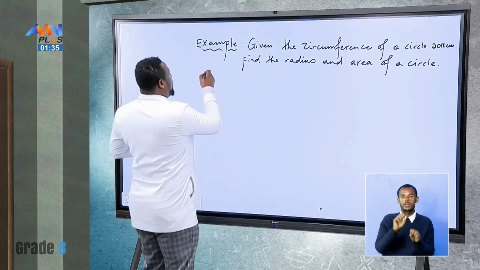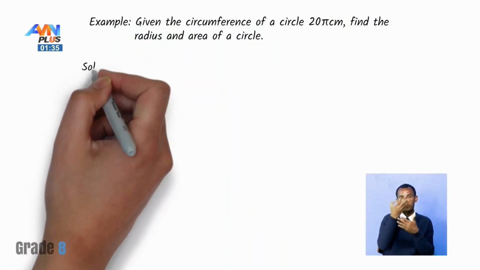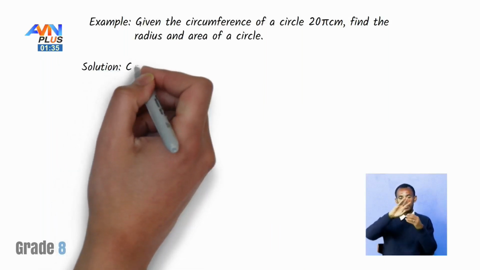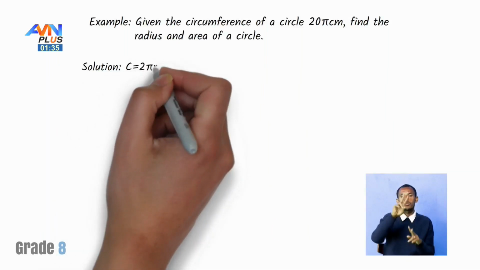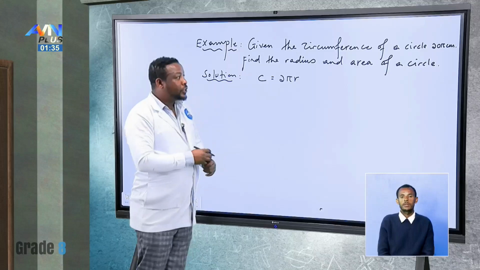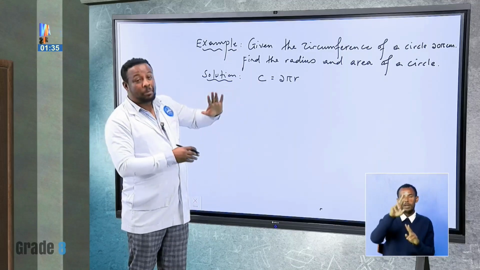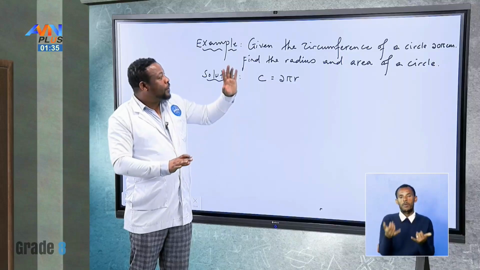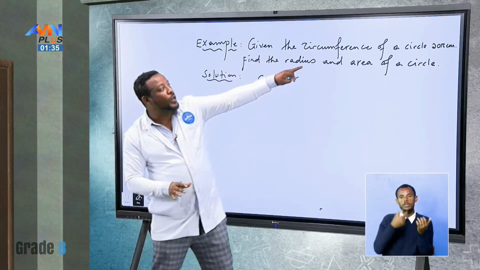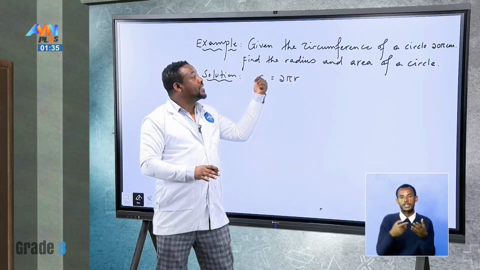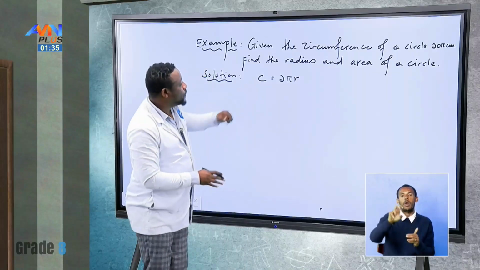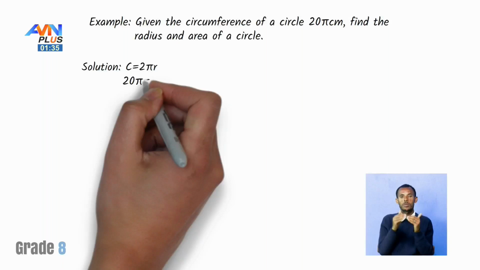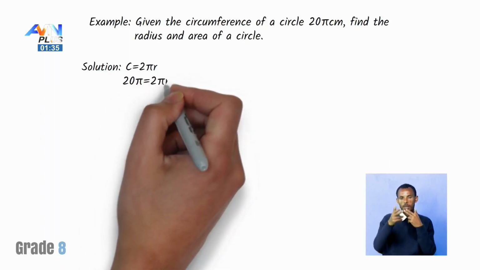So we go back to the formula. Okay, the circumference of a circle is given by the formula C = 2 pi r, where this capital C refers to the circumference. Now, based on the information that we have there, the circumference is 20 pi. So in place of C, you can substitute 20 pi. 20 pi is equal to 2 pi times the radius.